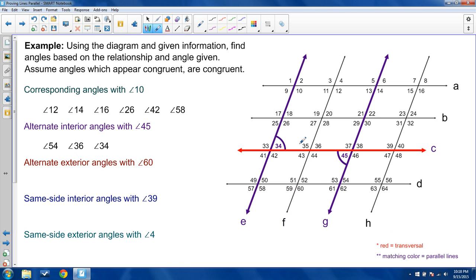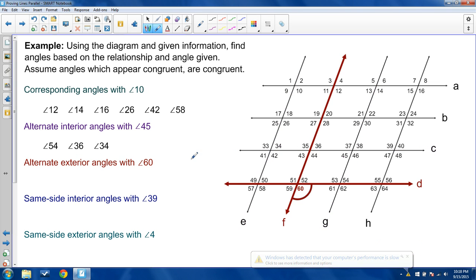Here's another one if I pass line F and go to line E. Alternate interior angles, 45 and 34, so G and E are parallel if they're congruent. And again, C is the transversal. Now those are the only ones. There are no other ones that I can make alternate interior angles with because this is the only transversal I can use, or G was the only transversal.